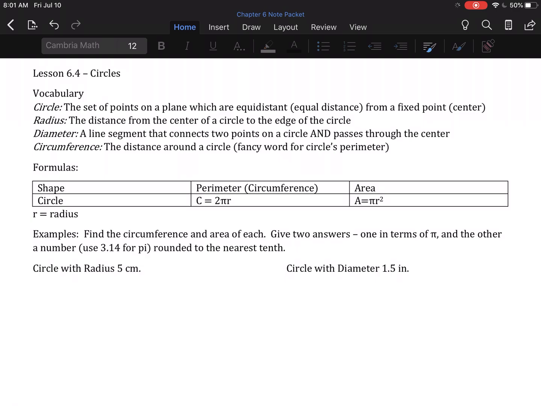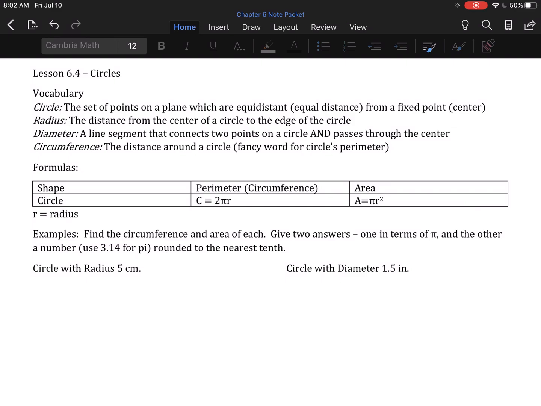A diameter is a line segment that connects 2 points on a circle and passes through the center. It's 2 radii back to back. Circumference is the distance around a circle. It's basically a circle's perimeter. So to get perimeter and area, we need the radius.